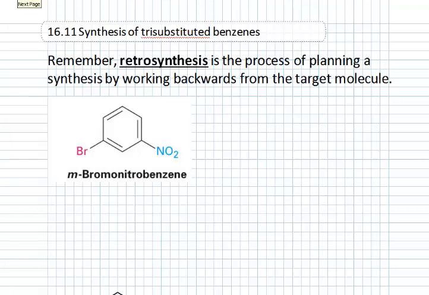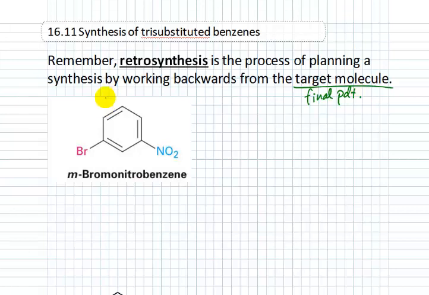What this is leading to is a good discussion about how tri-substituted benzenes are synthesized. So we're going to use the process of retrosynthesis to plan a synthesis by working backwards from the target. So you'll always be given a target. The target is our final product. That's what we end with. Okay? That's the thing that we want to get.